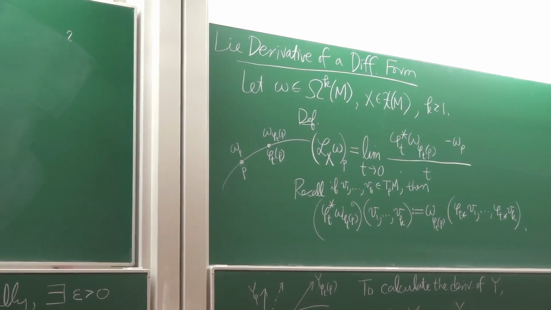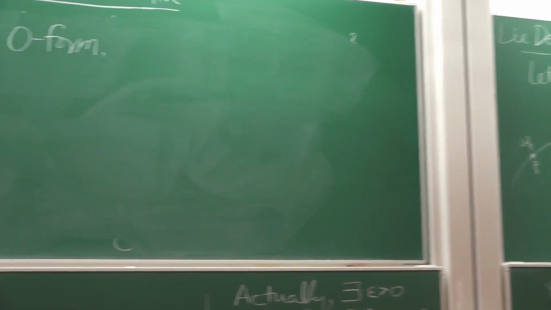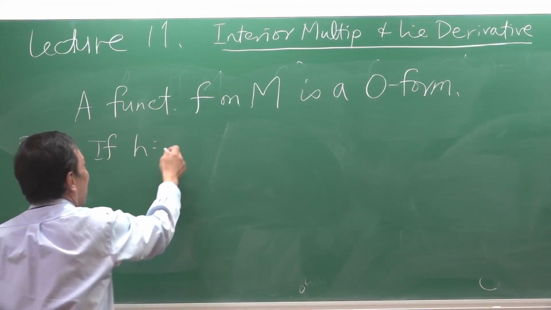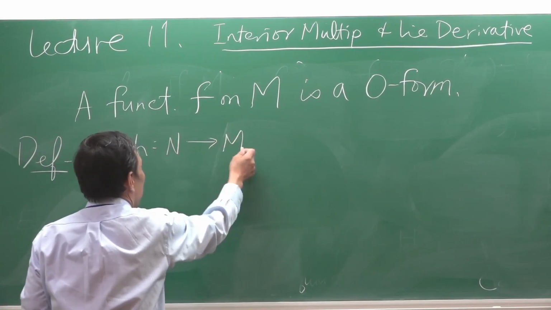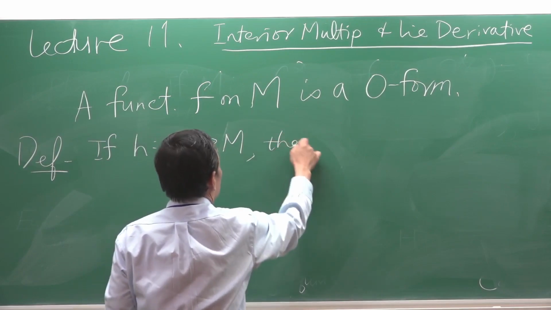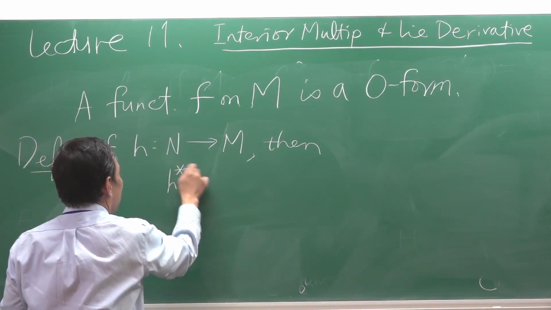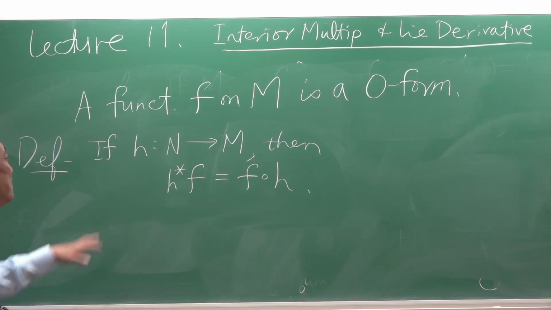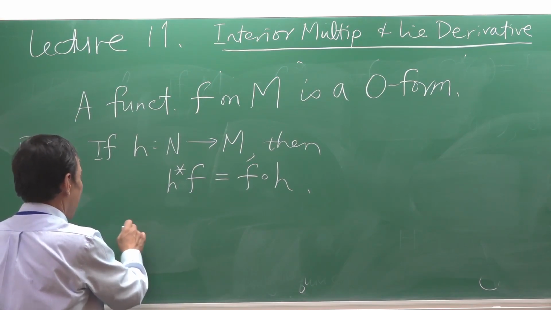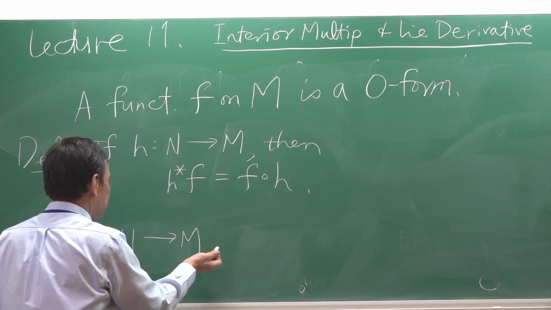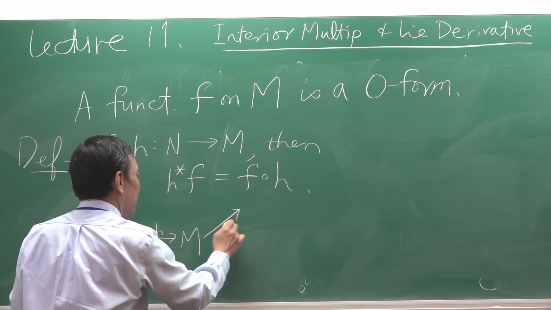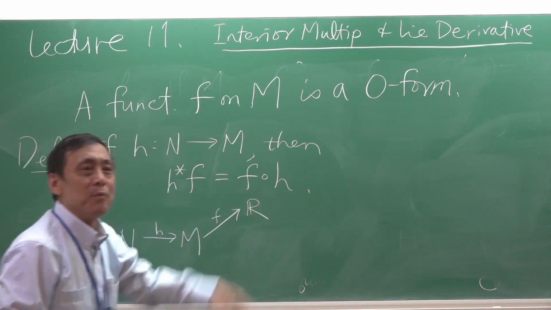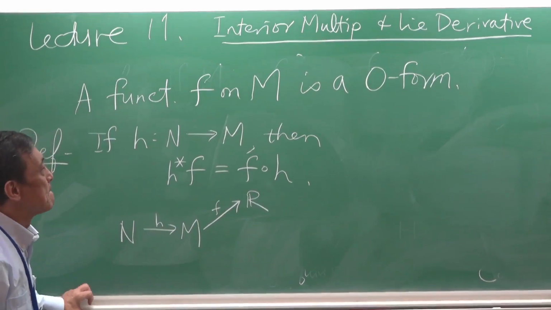So the definition of the pullback of a function is composition. If h is a map from n to m, then the pullback is just the composition. You have n mapping to m by h, and then f is a function. So the pullback is just a composition, f composed with h.